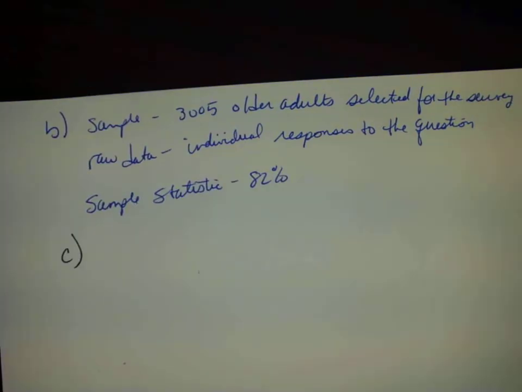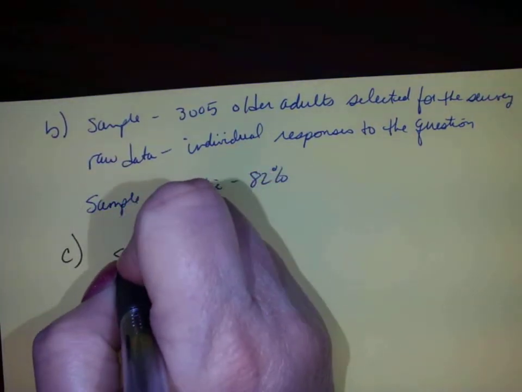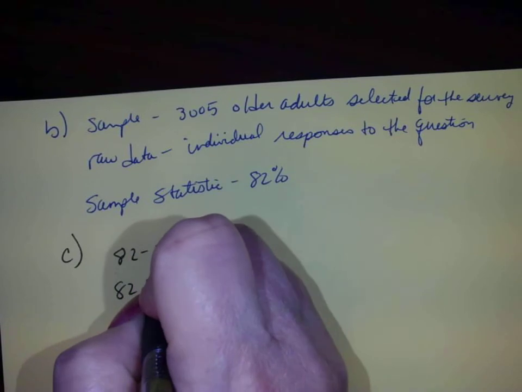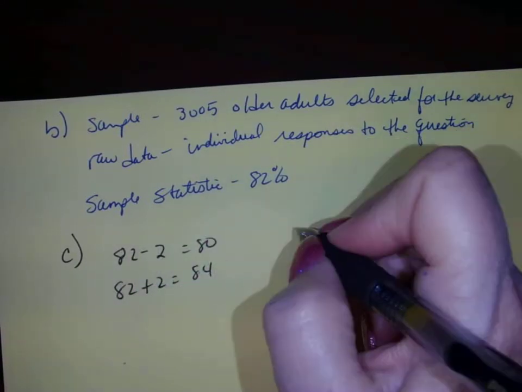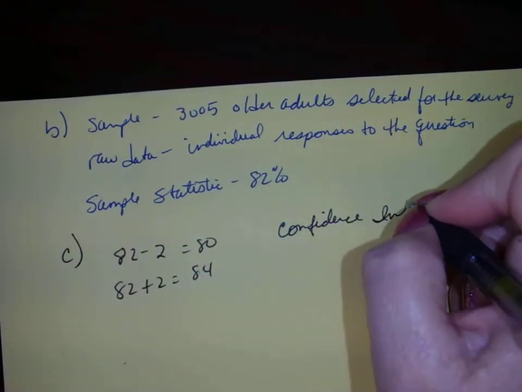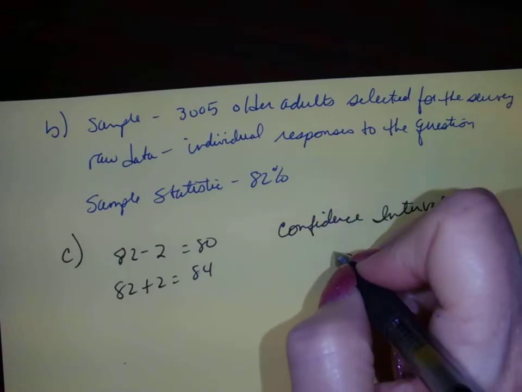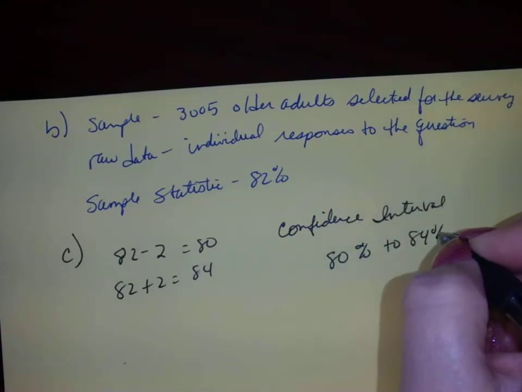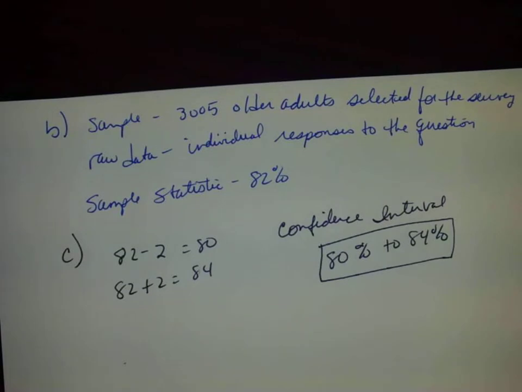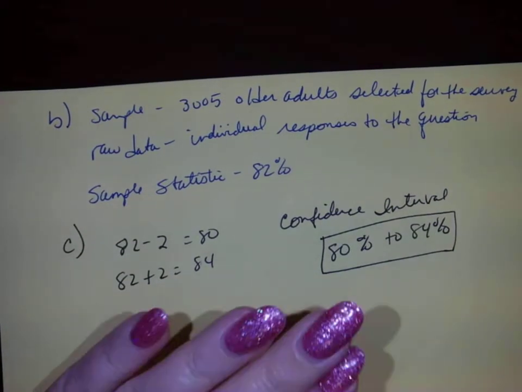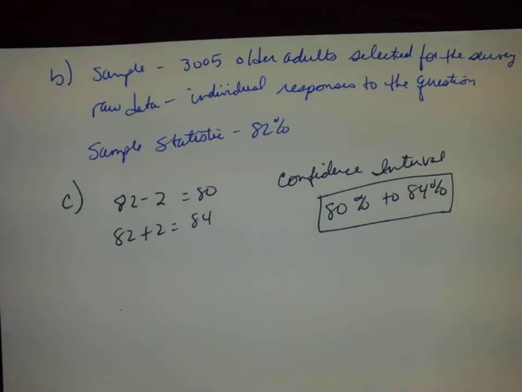So that means to find our confidence interval, we're going to take our 82 minus 2 equals 80, and our 82 plus 2 equals 84. So our confidence interval is going to be from 80% to 84%. Okay? Now we've already done 2 problems with that, right? We already did that on number 4. We're doing on number 5, so you're going to need to know how to do that, I would say.